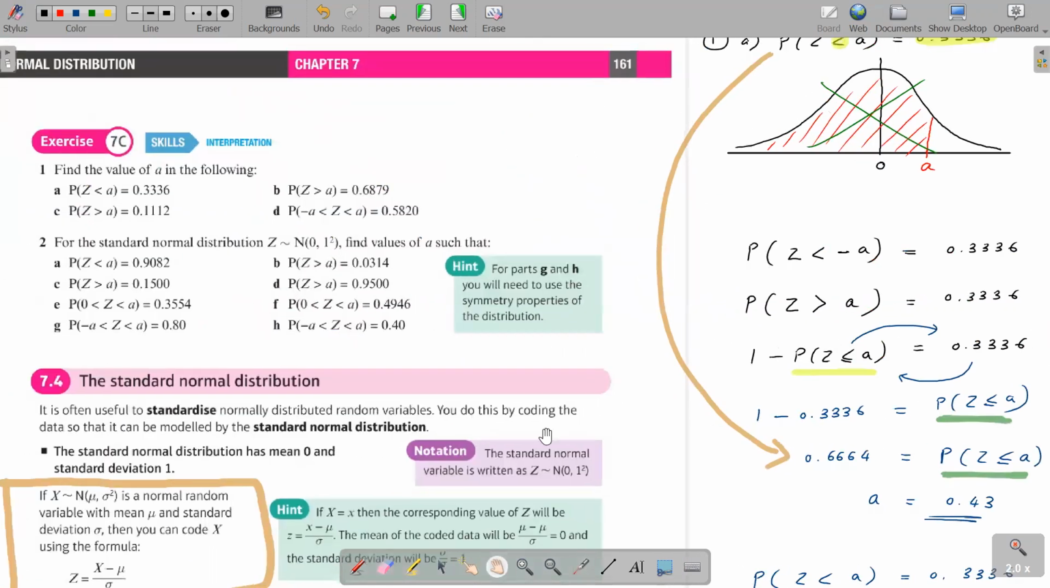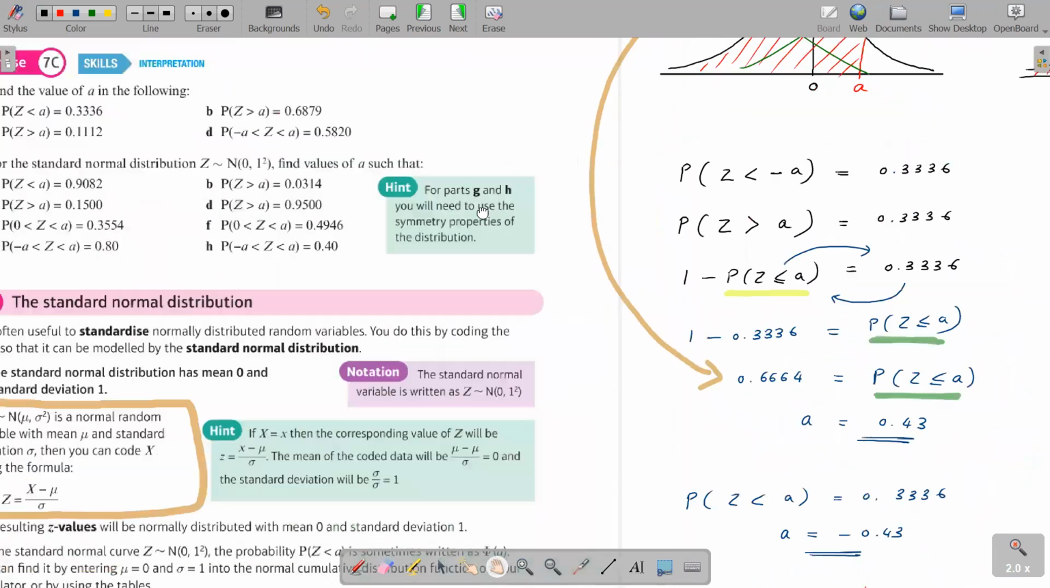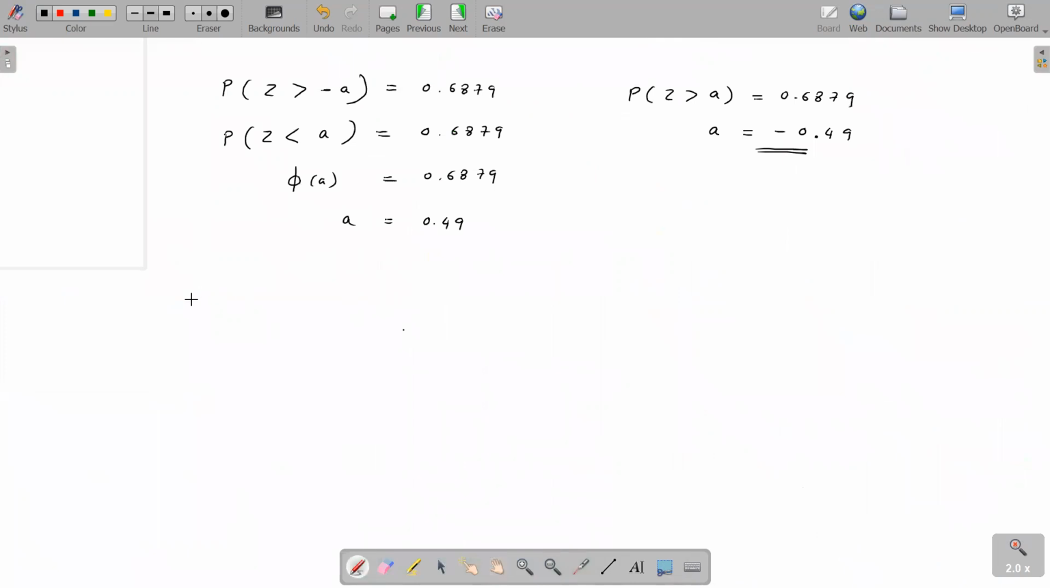Part C. Z greater than A is 0.1112. So what's the first thing to do? What's the first thing to do? Determine whether A is positive or negative by using a diagram. First draw a diagram and determine whether your A is positive or negative. Marking the mean 0.